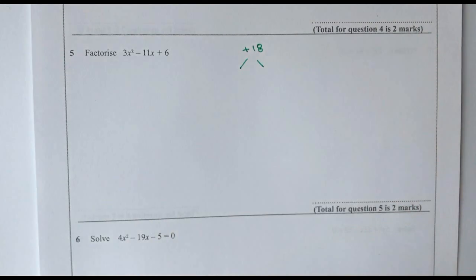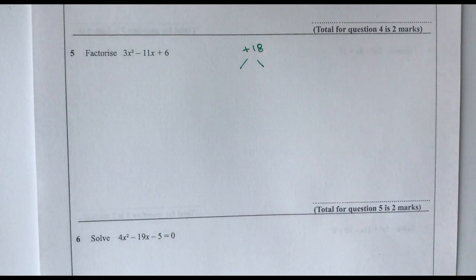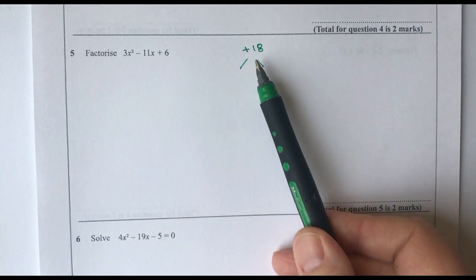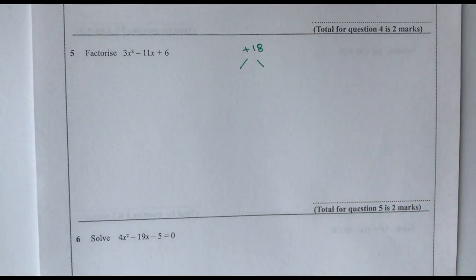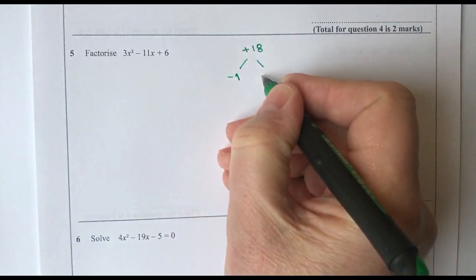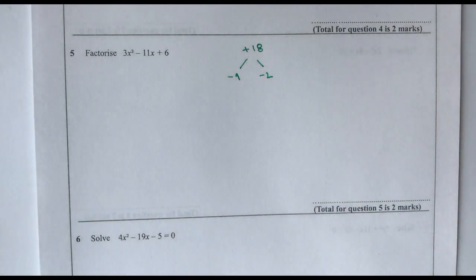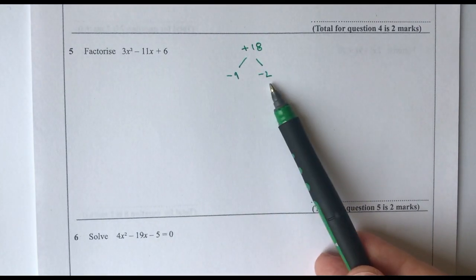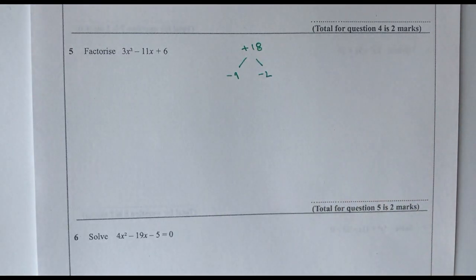And then what I do is I look for two numbers that when I add them together I'm going to get minus 11, and they're also factors of 18. Now in this particular case it's going to be minus 9 and minus 2, because when I add minus 9 and minus 2 together I get minus 11. When I multiply those two together I get positive 18.